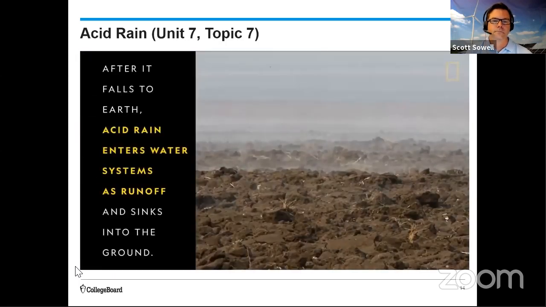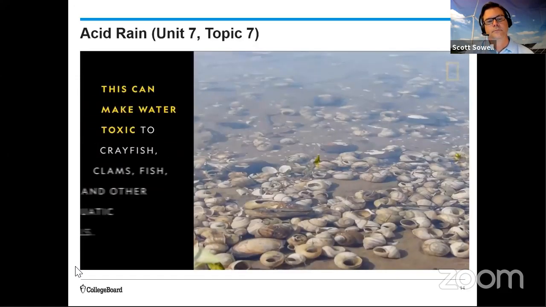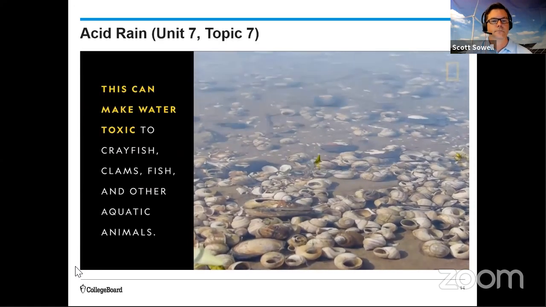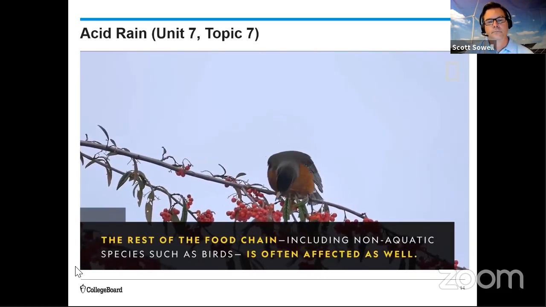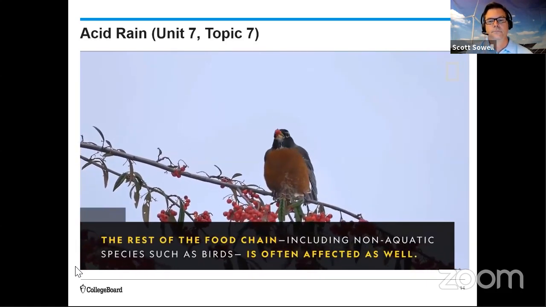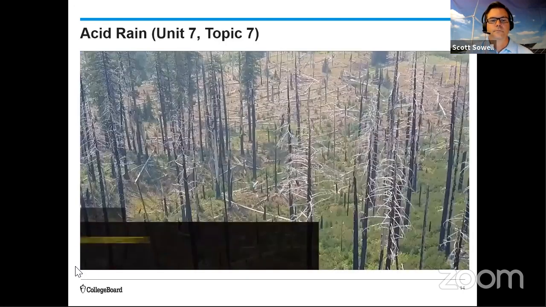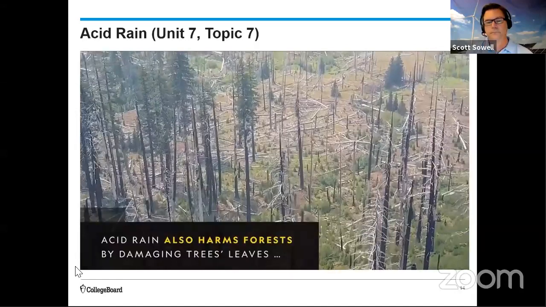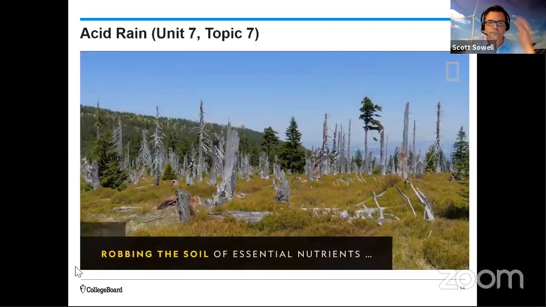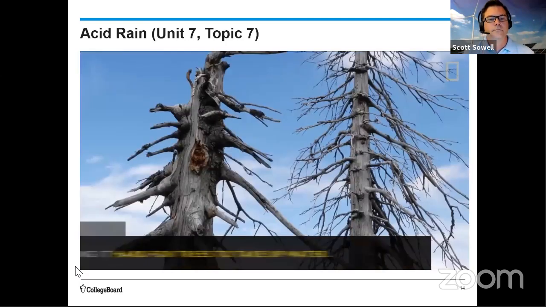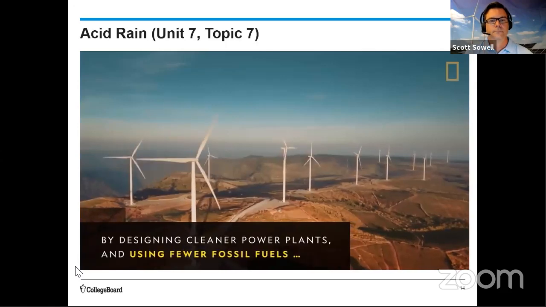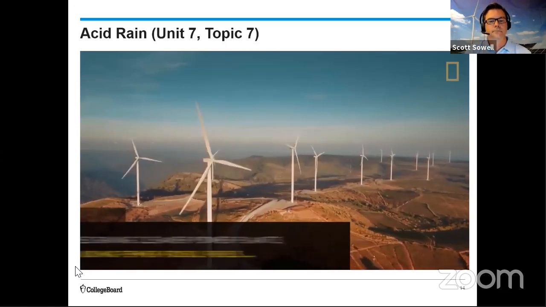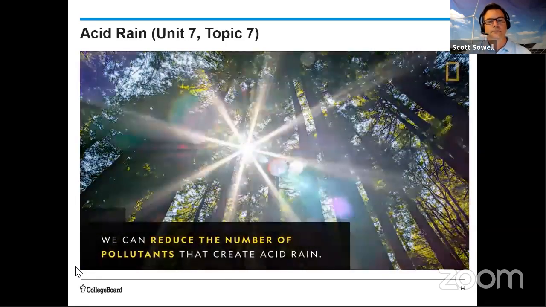After it falls to Earth, acid rain enters water systems as runoff and sinks into the ground. This can make water toxic to crayfish, clams, fish, and other aquatic animals. The rest of the food chain, including non-aquatic species such as birds, is often affected as well. Acid rain also harms forests by damaging trees' leaves, robbing the soil of essential nutrients, and making it hard for trees to take up water. By designing cleaner power plants and using fewer fossil fuels, we can reduce the number of pollutants that create acid rain.